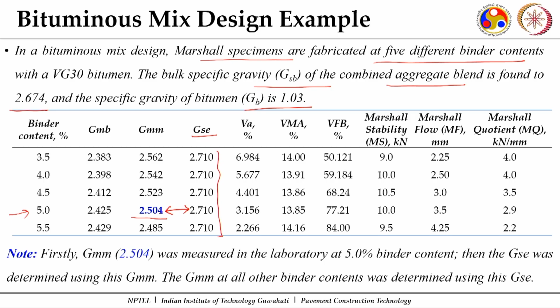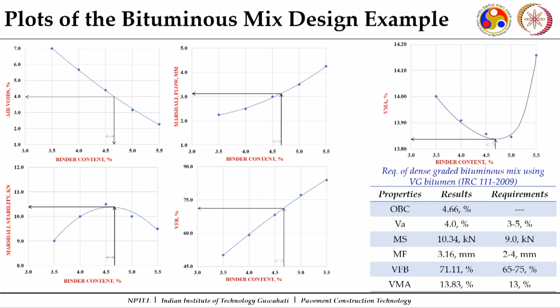So GSE, which is derived from the 5% binder content having this GMM value, was then considered for the other binder contents also, and using this GSE all the GMM values were determined. Simultaneously, the other parameters VA, VMA, VFB, Marshall stability, flow and quotient were determined. So here it is mentioned that GMM was measured in the laboratory at 5%, then the GSE was computed, and later on all other GMM values were derived using this GSE. So a plot is drawn using those values. Some of the plots are shown here.